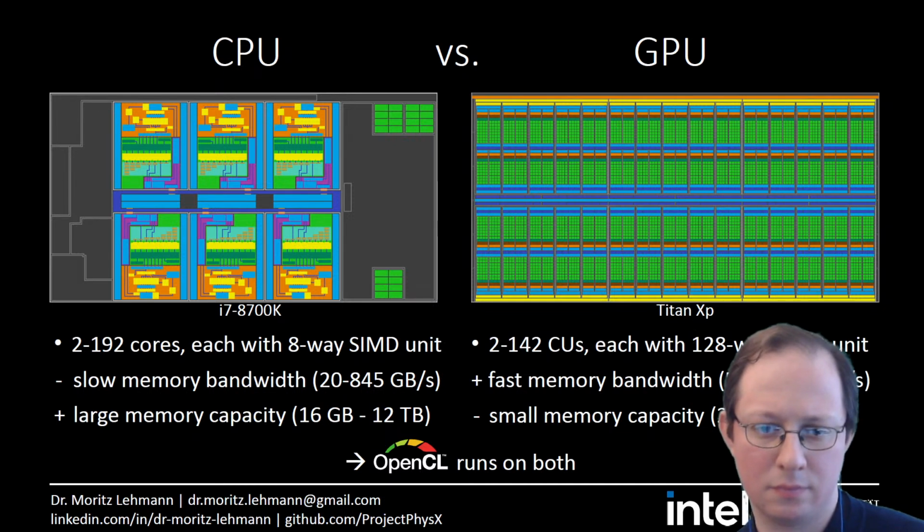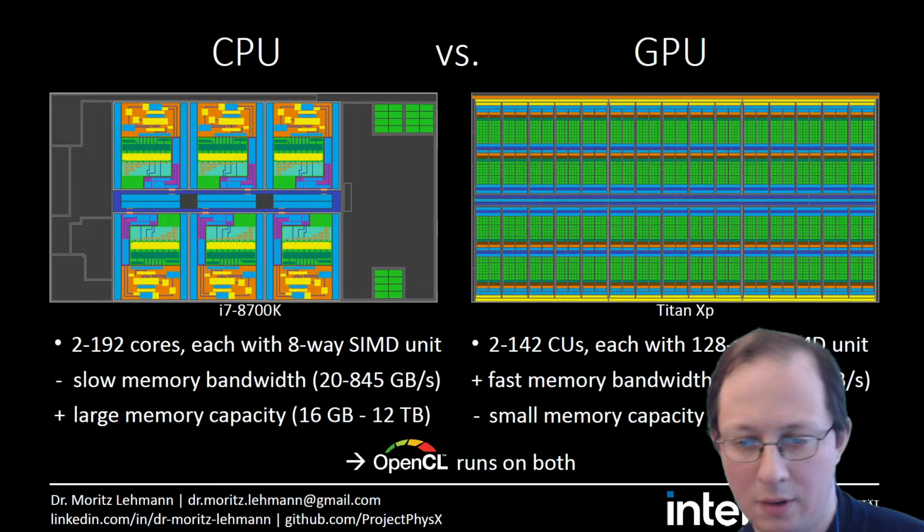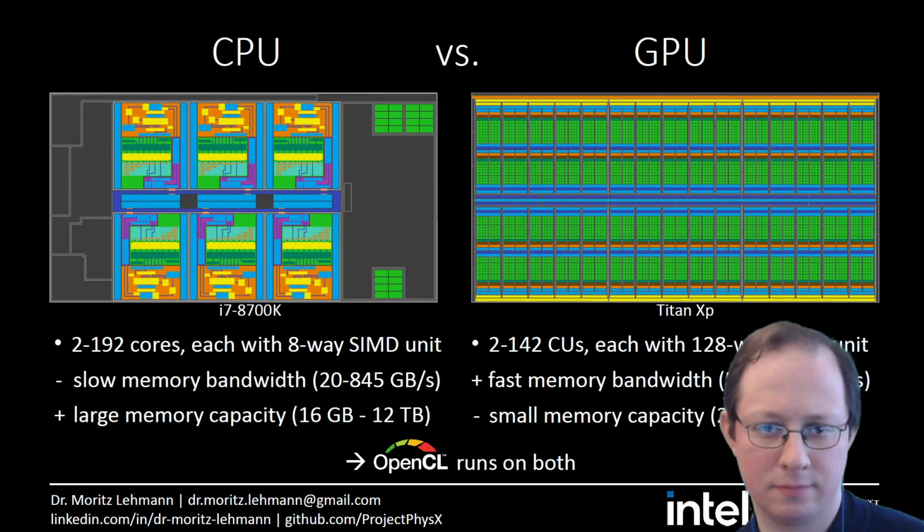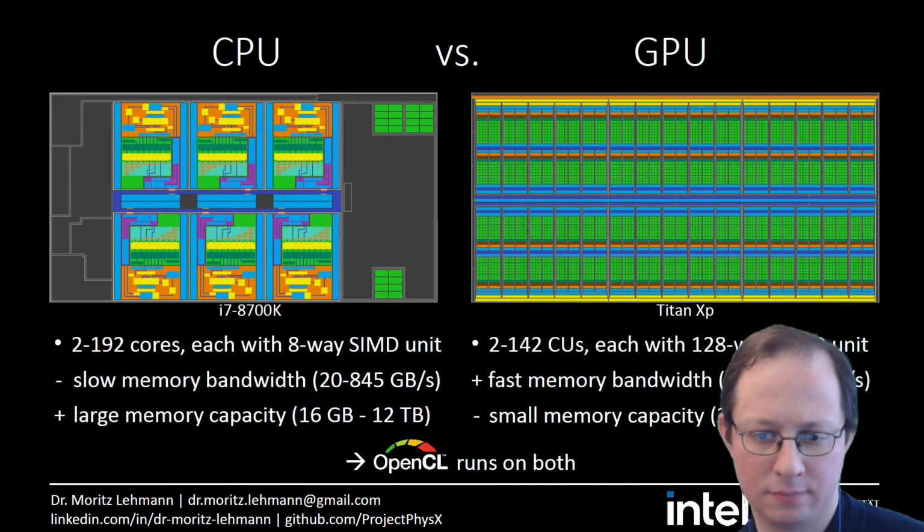But the main difference today is less in the core architecture, but more in the memory subsystem. The CPUs usually have a 3-stage cache hierarchy. Level 1, which is only for every single core, level 2, and a level 3 cache shared by all of the cores. And then, of course, the connection to the DDR memory.